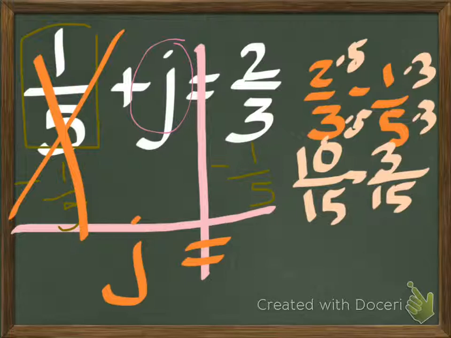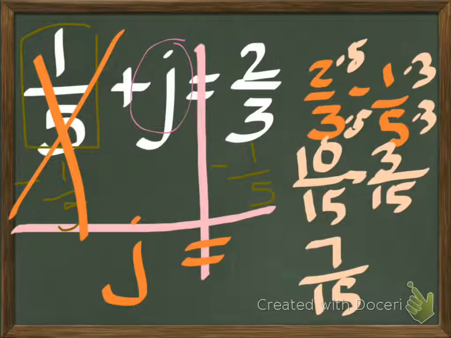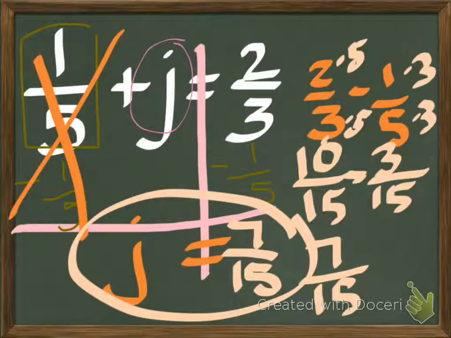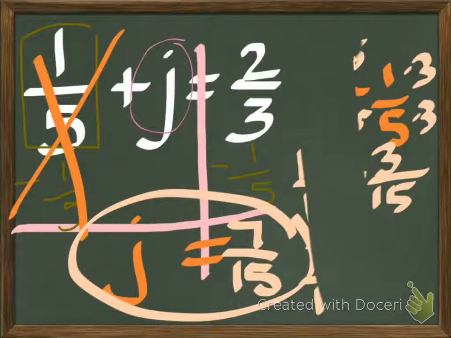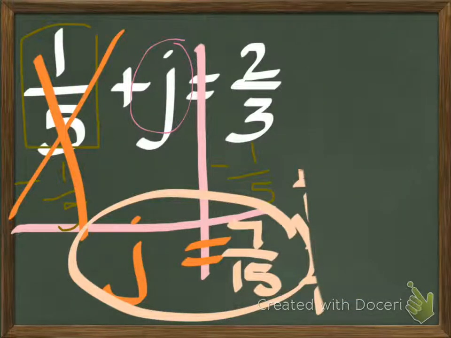So 10/15 minus 3/15. I keep the denominator the same, and I do 10 minus 3. I subtract my numerators, and I get 7/15. So j is equal to 7/15. I'm going to erase all this because I still want to check my work. I don't want you to erase it, but I just need more space to work here.